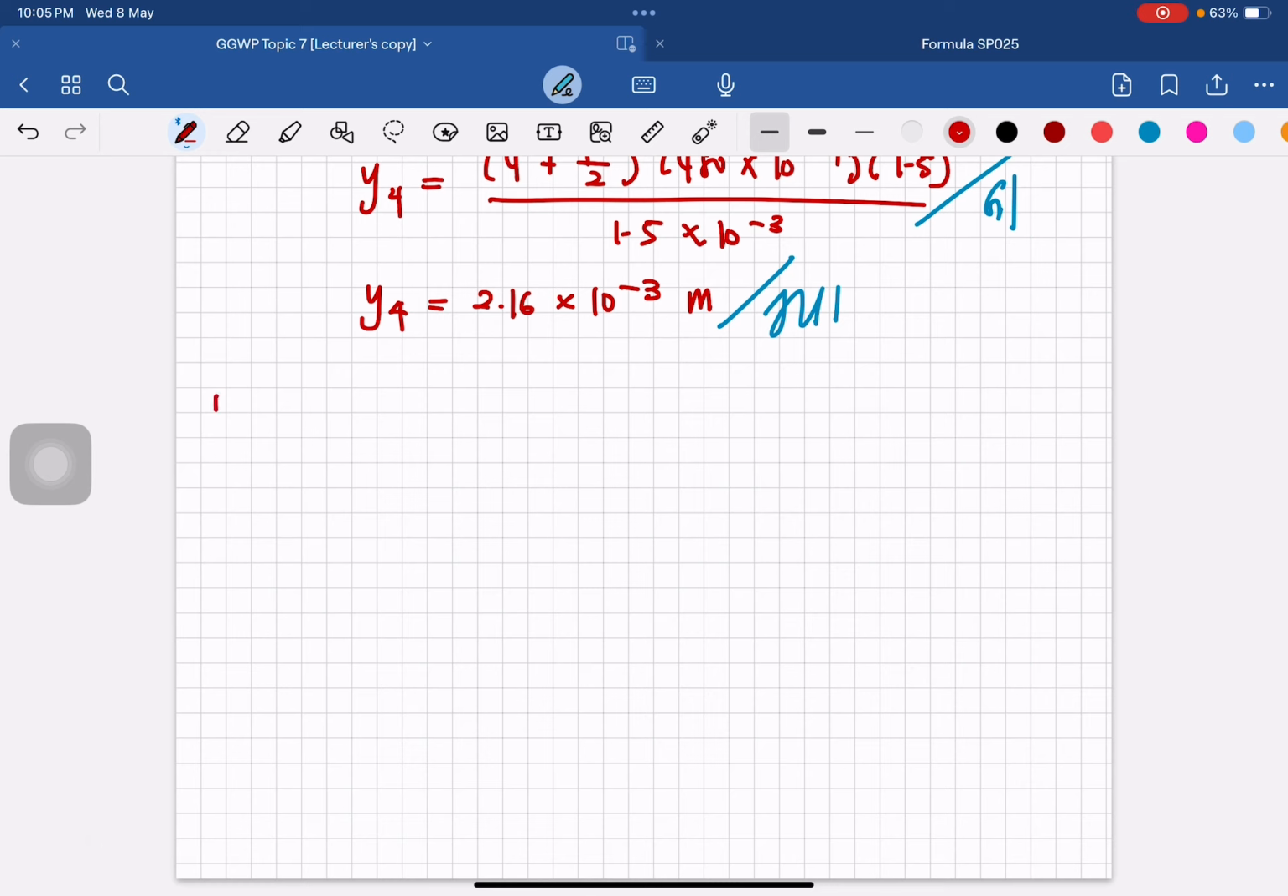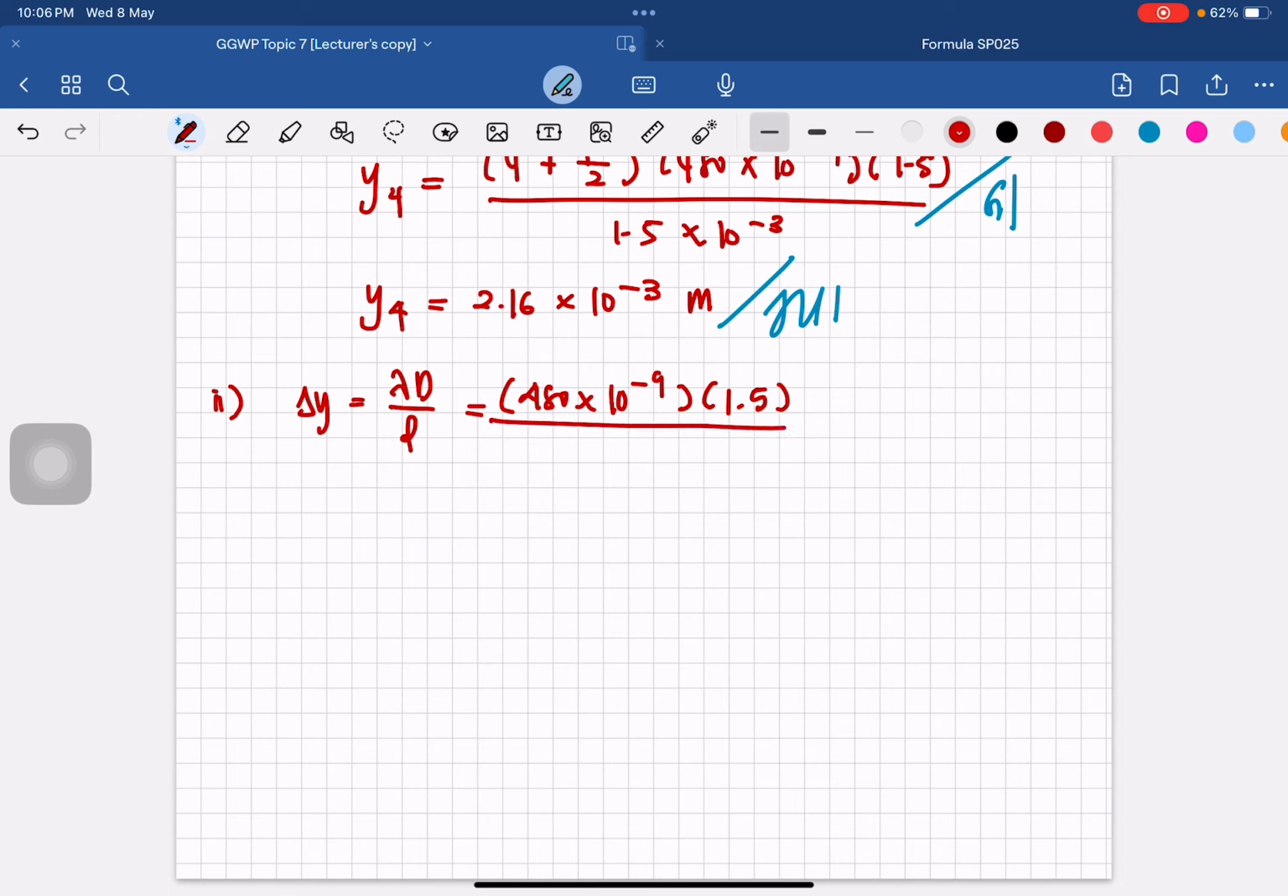So sekarang yang ini delta Y is equal to lambda D over lowercase d. So yang ini apa kita buat? Kita substitute je lah. 480 times 10 negative 9. So make sure to substitute tu jangan kasi tinggal apa-apa pun.